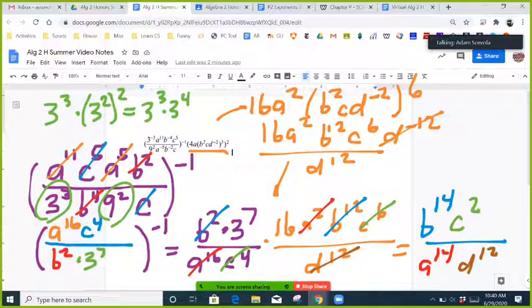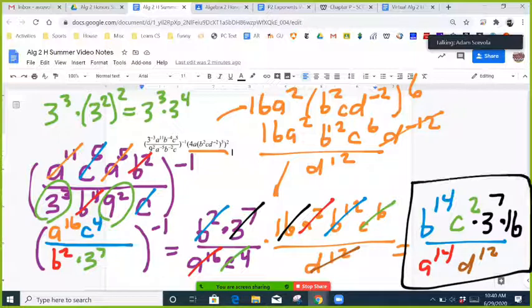And then the 3 to the 7th times 16, you can just rewrite it as that. Without a calculator, I'm not really sure what that is. It's a big number, not too big, but you could just leave it like that, and that would be an appropriate final answer.